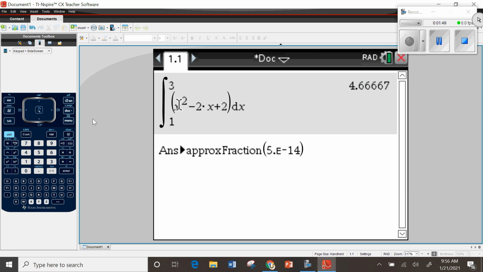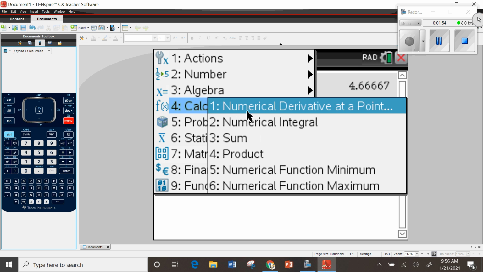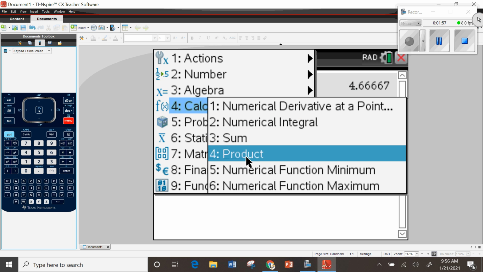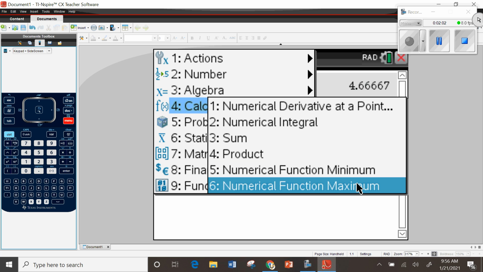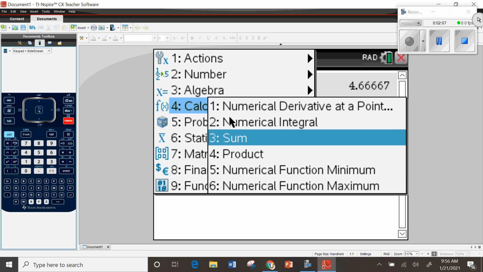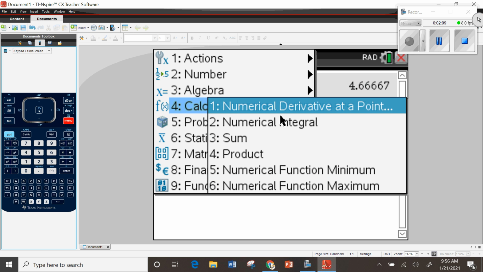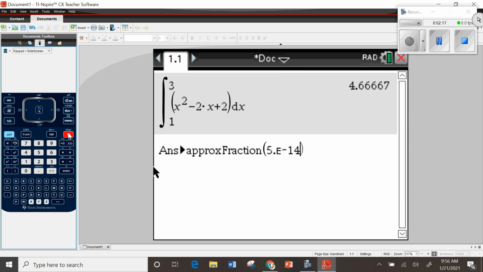There's another place you can get to your calculus buttons. If you click menu, come right here to calculus. And under calculus, they're going to give you your different options. So the numerical function minimum, the numerical function maximum, we've done all of those things with calculus and derivatives. So we've got derivative at a point. And the new one that we're looking at is right here, numerical integral. And so you can see it right there that it's going to pop up. So it all works the same way. So there's a couple different places you can pull it up.